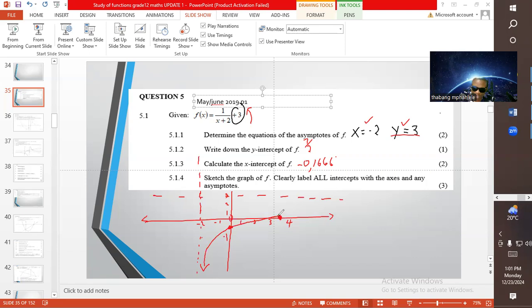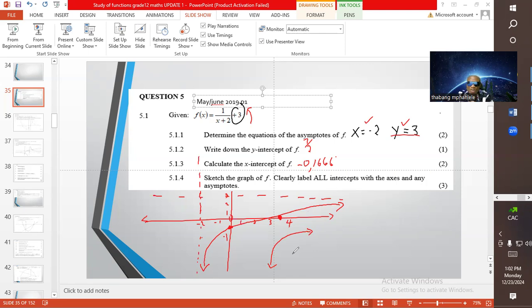Now from cutting the x-axis, it will go and approach the x-axis. It's not a neat graph. It has to be something like this. That's the shape of this graph that we are having. So when you sketch the hyperbola graph, show us the asymptote and show us those intercepts.